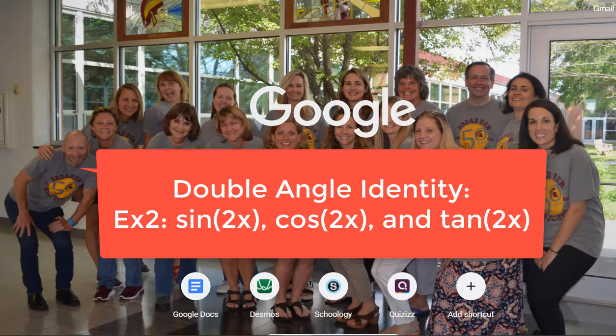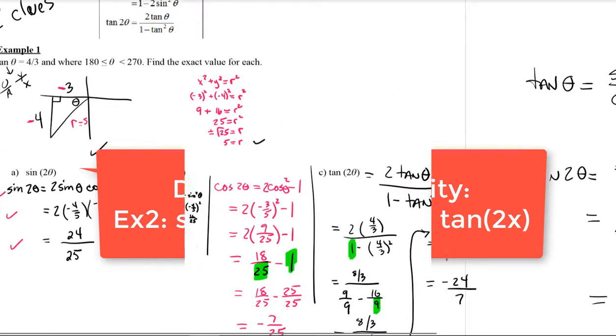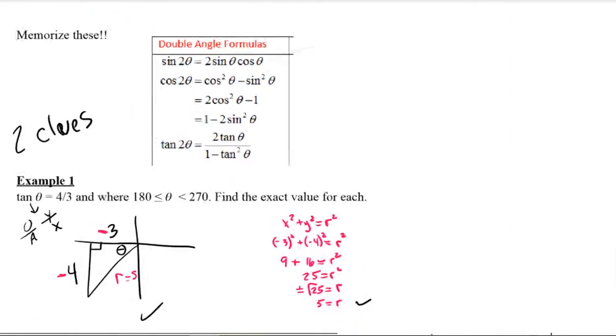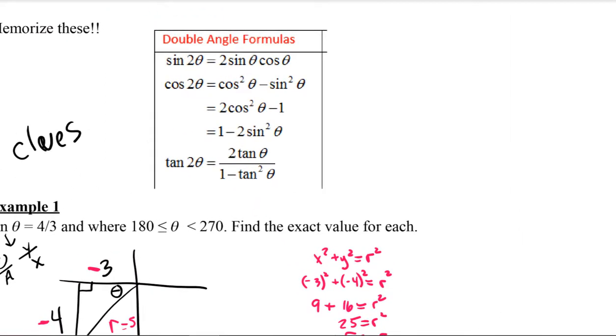We're going to take a look at our second and final example of the double angle formulas. By now you should be pretty solid with this kind of stuff. Just reviewing a couple of things: of course, we've got our double angle formulas. Make sure you get those memorized because you're going to need them.